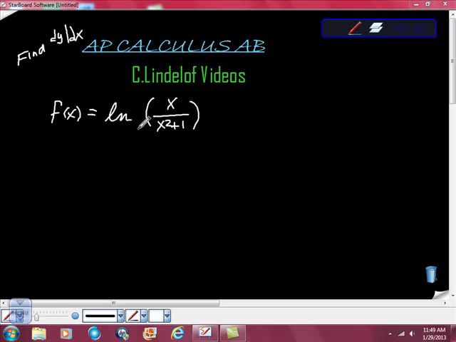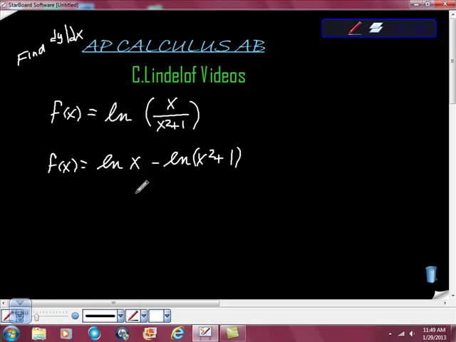Look at this for a second. Remember, we're going to use the properties of logarithms. Before we start doing our calculus, we're going to do some intermediate algebra here. All I'm saying is that we can rewrite this as f of x equals ln of x minus ln of x squared plus 1.